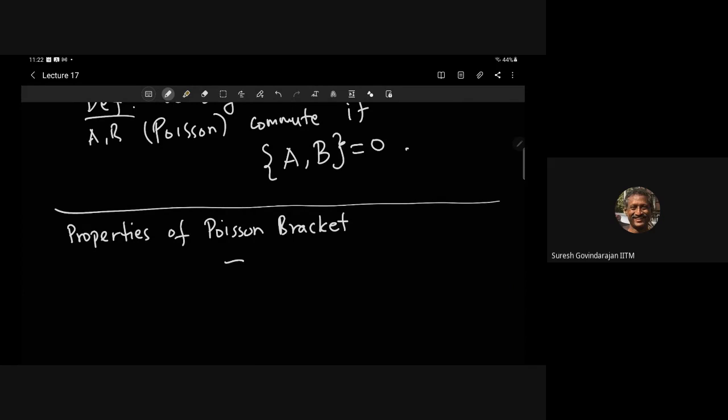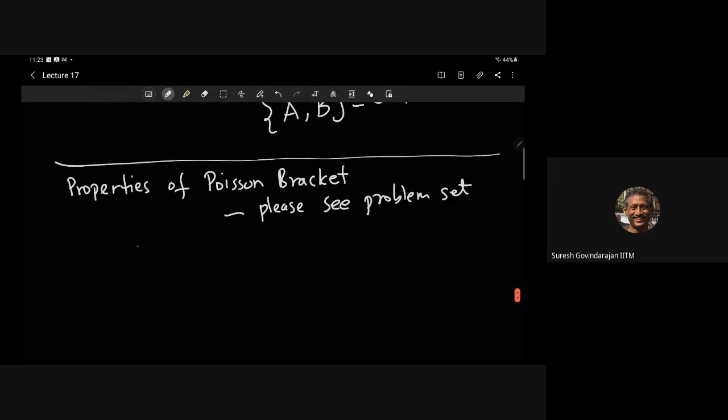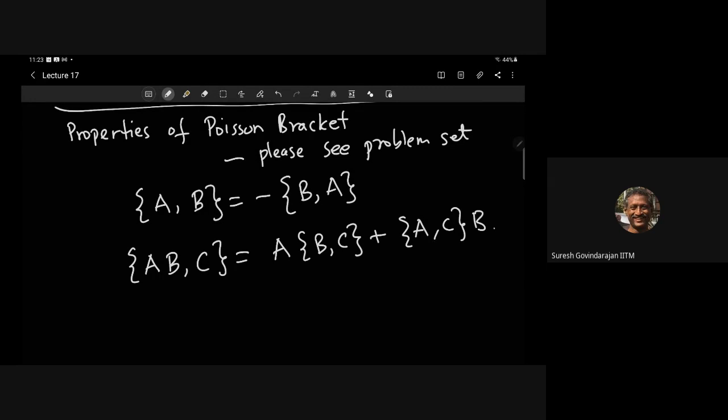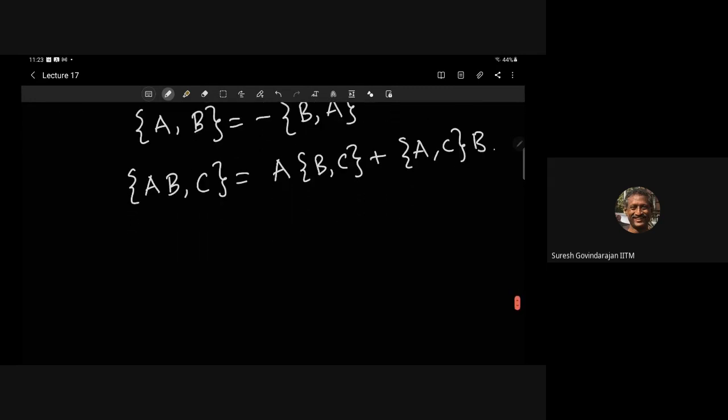Okay, this I won't discuss. It's there in the problem set. It's very simple. Please see the problem set. That will be discussed tomorrow. But I just want to discuss three properties. Let's say A and B are observables. First thing is antisymmetry: you exchange A and B, you get this. So these are two properties, and the last one is a very important one. It's called the Jacobi identity.